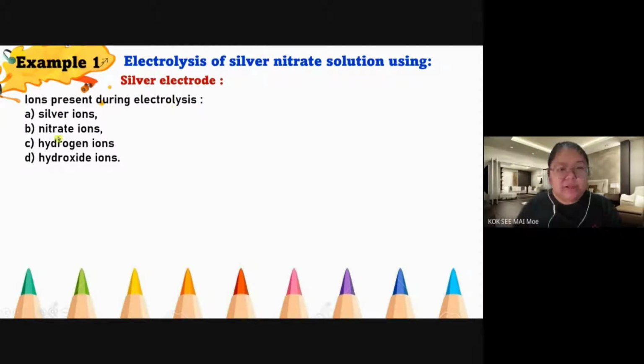After that, you've got nitrate ions. After that, you also have hydrogen and hydroxide. So we need to find out which one is positive and which one is negative. Normally, the first one, silver, is positive. Nitrate should be the negative. Then hydrogen is the positive part, and hydroxide should be the negative part.